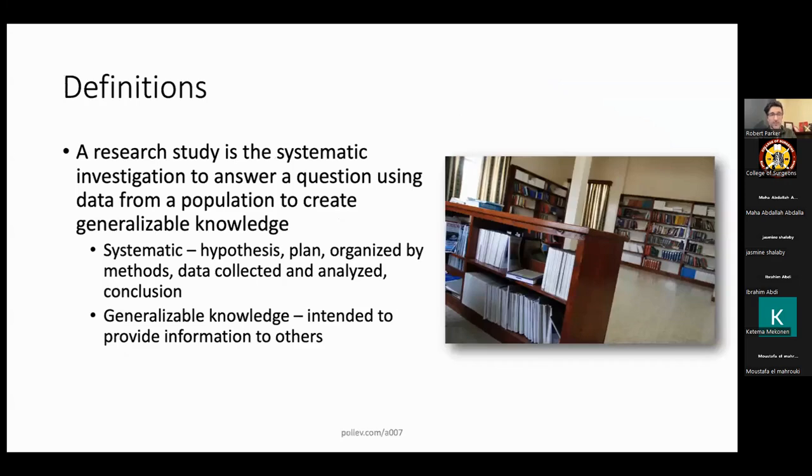Okay, so definitions. A research study is the systematic investigation to answer a question using data from a population to create generalizable knowledge. So systematic means that there's a hypothesis, a plan, there's some organization by methods so that the data is collected and analyzed to give you a conclusion. Generalizable knowledge means that it's intended to provide information to others.